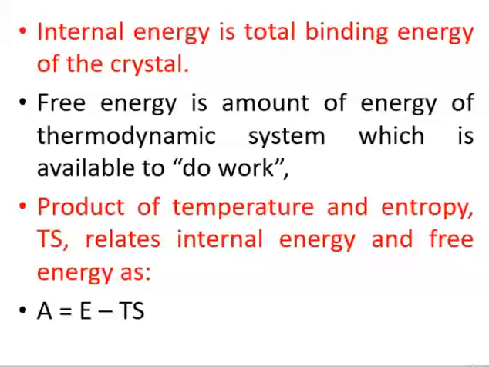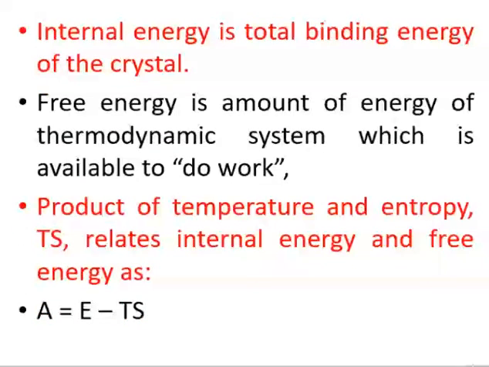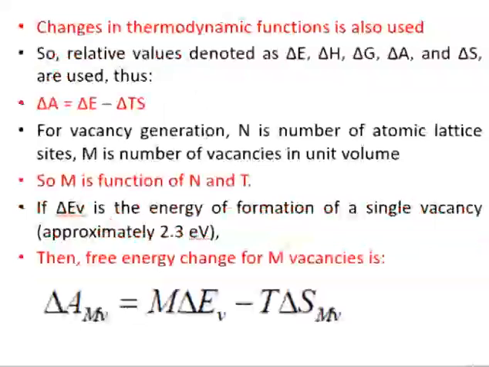And of course, the product of the temperature T and the entropy S, they are related to the internal energy and the free energy given by this relation. That is, A is equal to E minus TS, where, as we have seen, E is defined as the free energy, and A, from here, we define it as potential energy. So the potential energy is equal to this free energy minus TS, where T is the temperature and S is the entropy of the system.